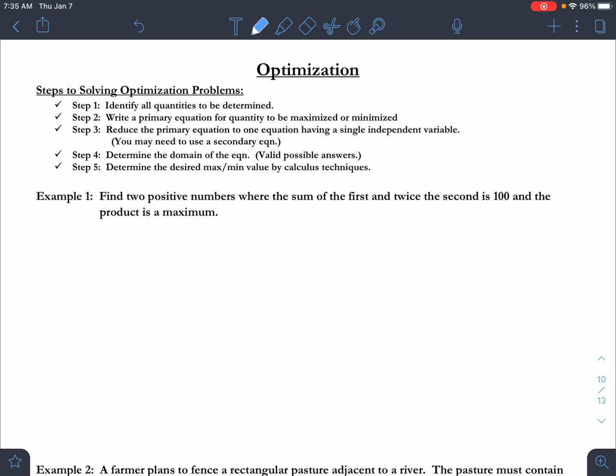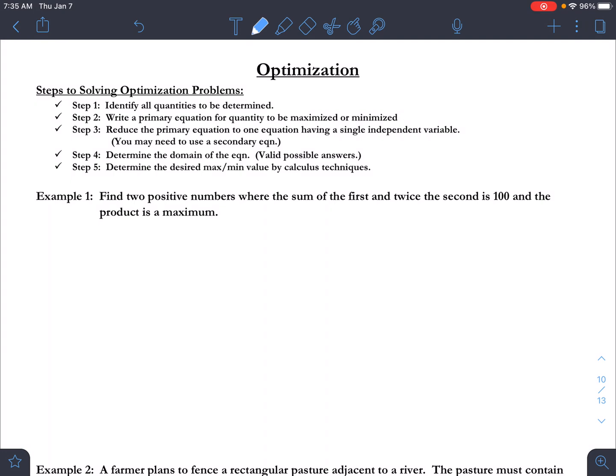Hey everyone, so today we're going to learn about optimization. Basically, optimization is finding maxes and mins via the first derivative test, but also with word problems. So the reason these are a little tougher is because there are words and they're not just straight up find the first derivative, find the maxes and mins.